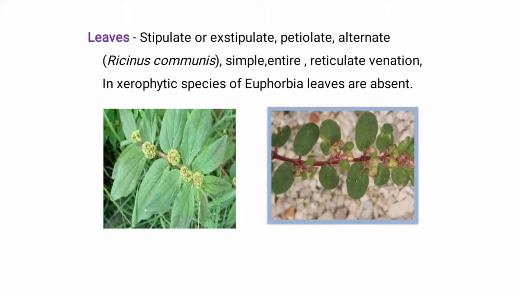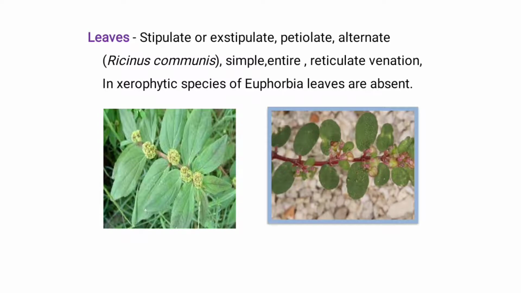Then the leaves are generally stipulate or exstipulate, petiolate, alternate, simple, entire, reticulate venation, and in the xerophytic species of the Euphorbia, leaves are absent. It means that in some species the stipules are present, but in some species the stipules are absent, so it is known as exstipulate. Then a petiole portion is present, so the name is petiolate. Then the leaf arrangement, they are on the main axis in alternate arrangement, so known as alternate.